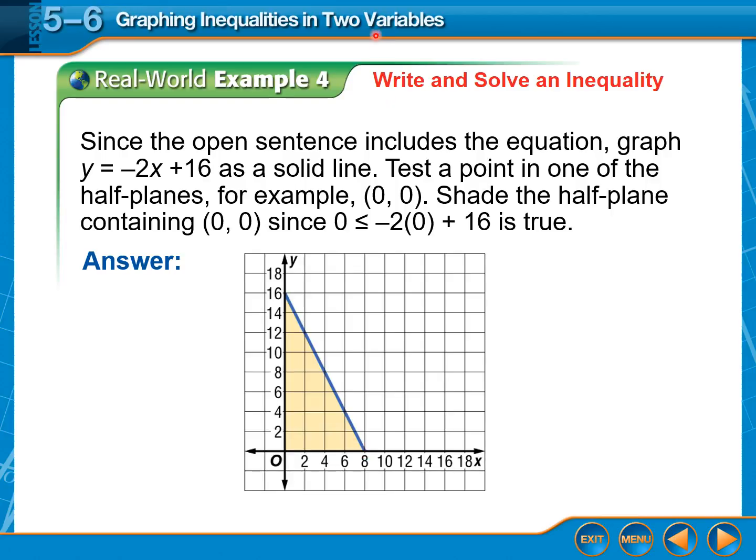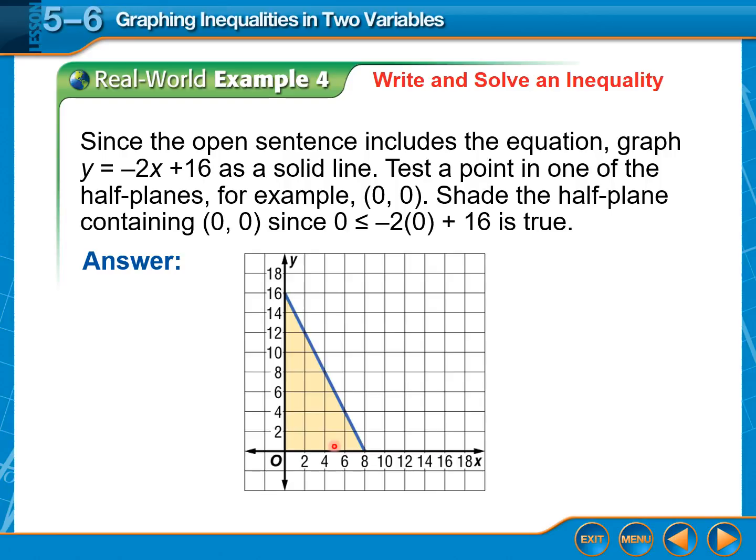Okay. Now what I want to do is use a test point. Again, we can use 0, 0. If I plug in 0 to my inequality here, 0 is less than or equal to negative 2 times 0 plus 16. Well, that's going to be a true statement because 0 is going to be less than 0 plus 16, which means everything on this side of my graph is included in my solution.